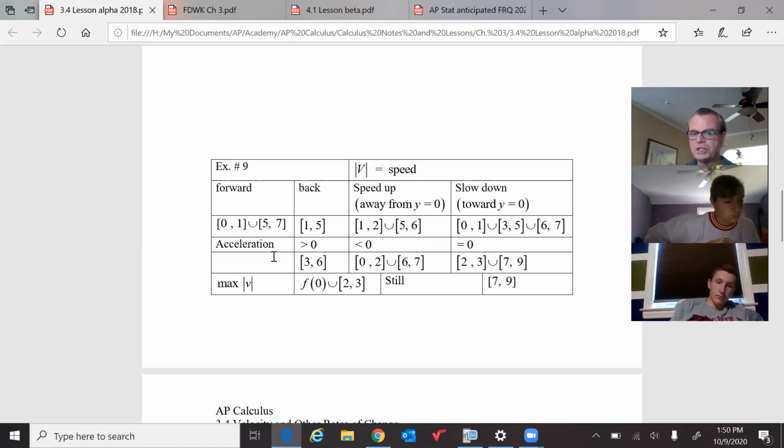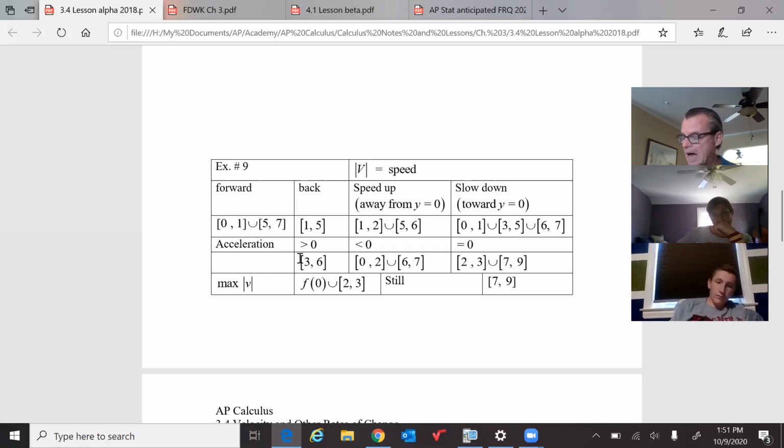When is the acceleration positive? The acceleration is the derivative of that picture. That's the velocity curve. So I'm looking for this to have a positive slope. Between 3 and 6, it's negative. From 0 to 2 and 6 to 7, negative slope. And it equals 0 between 2 and 3 and 7 and 9.